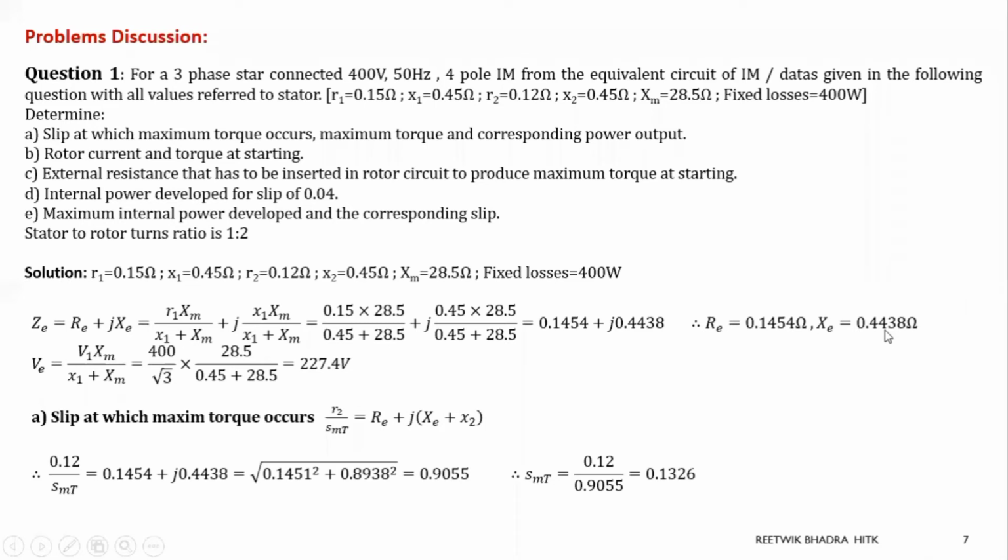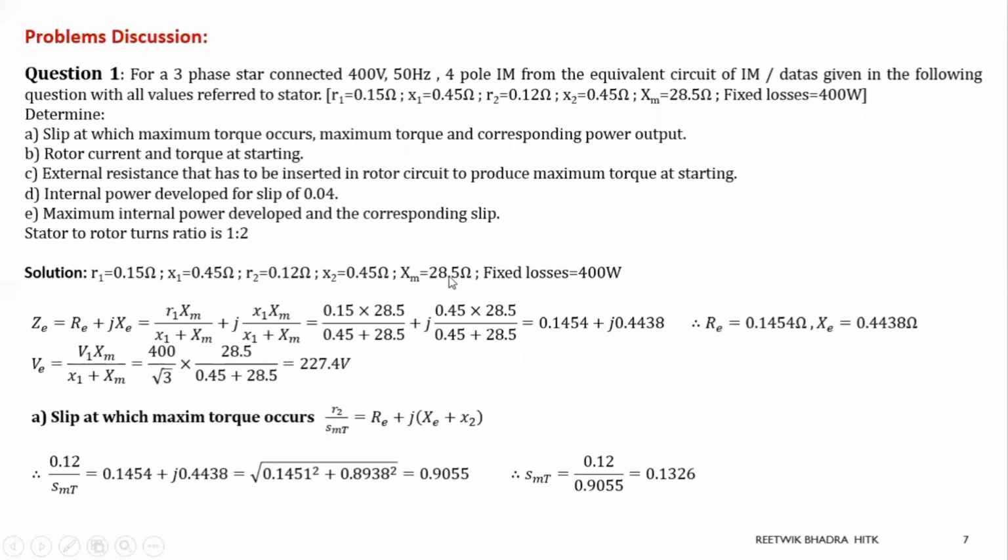Now next, there was another calculation of VE. VE, which was written as a formula, was V1 XM by X1 plus XM. Now all these are phase values, because I have told you all impedances R, X, Z in a three-phase network are taken as per phase values. So XM is a per phase value, so V1 should also be replaced by the per phase value. 400 is line voltage. Since it is star connected, it will be 400 by root 3. So 400 by root 3 becomes my V1.